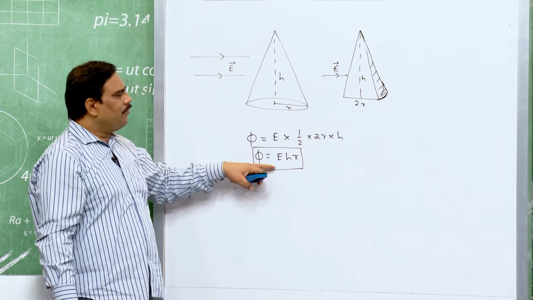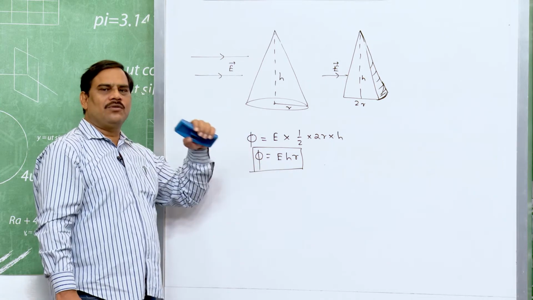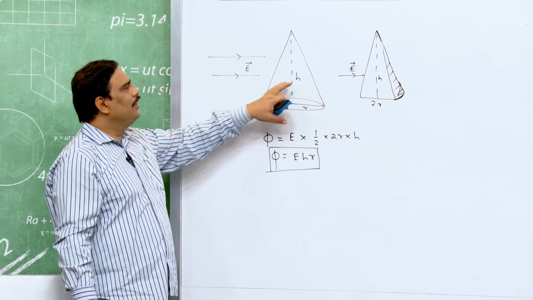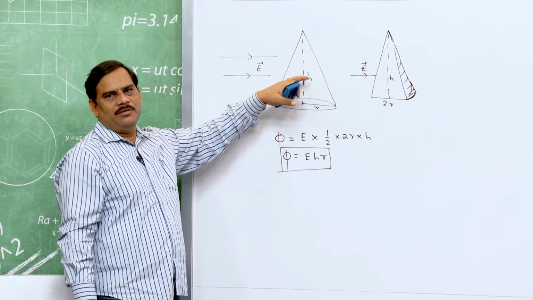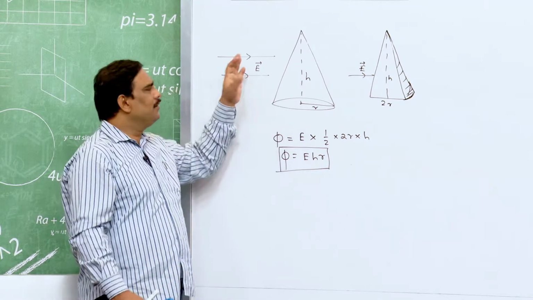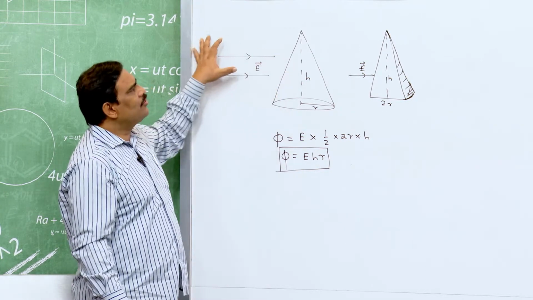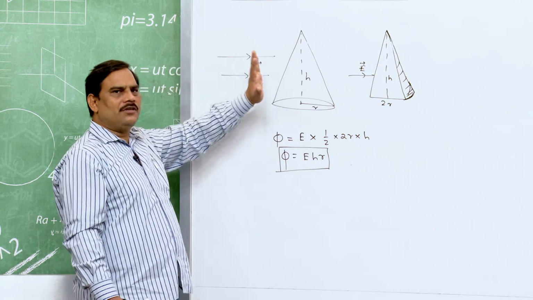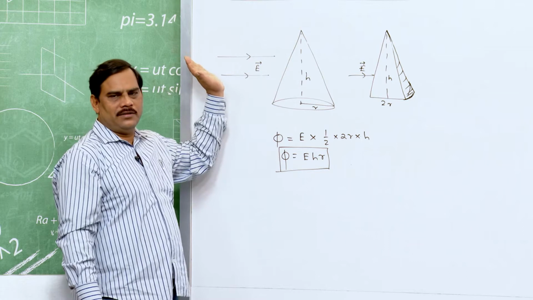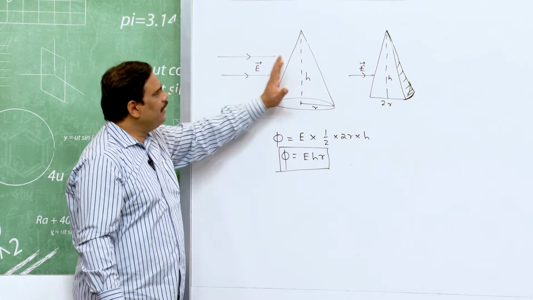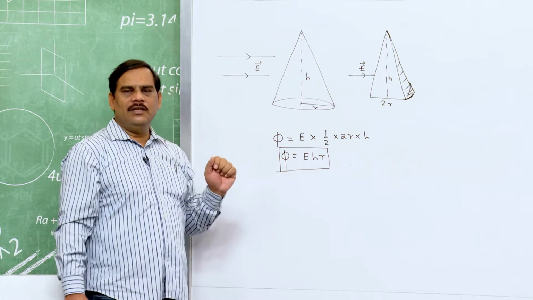The same amount of flux is going out of the cone. So, if we calculate the total flux linked with this cone, it will be 0, because the charge is somewhere here or somewhere at any other place beyond the cone, outside point. So, the net flux will be 0, but the flux entering the cone is E h r.